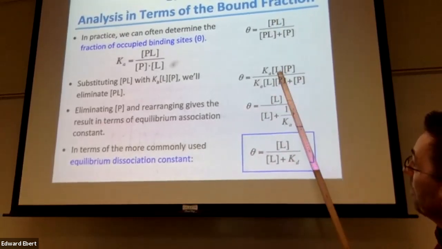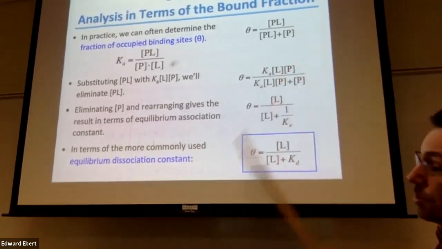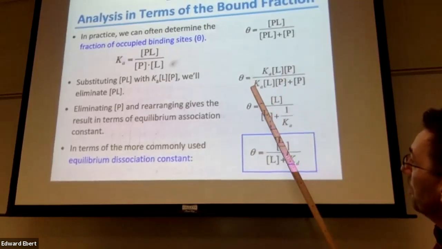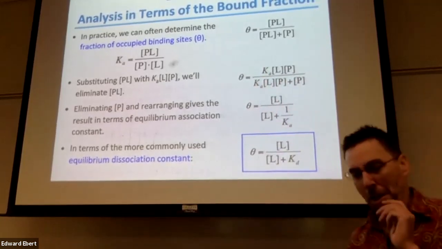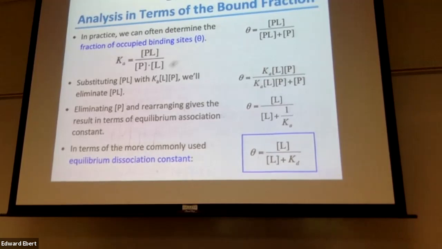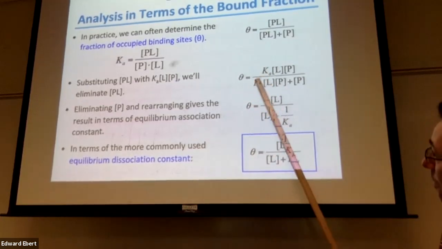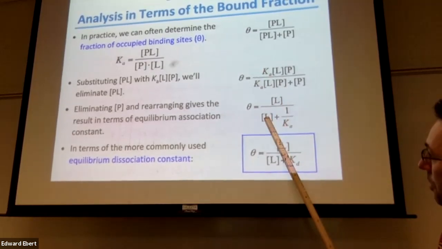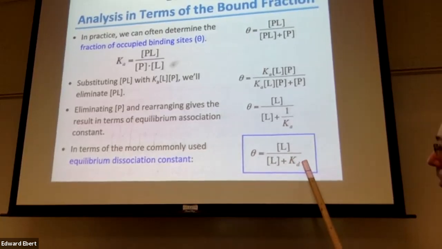Okay. Now I'm going to start isolating. You can see that our concentration of protein is in all three of these terms. So I can cancel that out. All right. So I've got Ka times L over Ka L plus 1. If I rearrange a little bit more, if I divide everything by Ka, I can basically get my concentration of ligand over my concentration of ligand plus 1 over Ka, or I can call that my dissociation constant as well too.